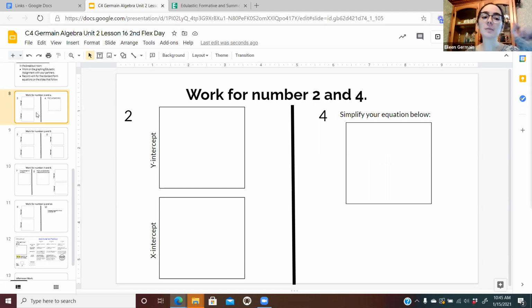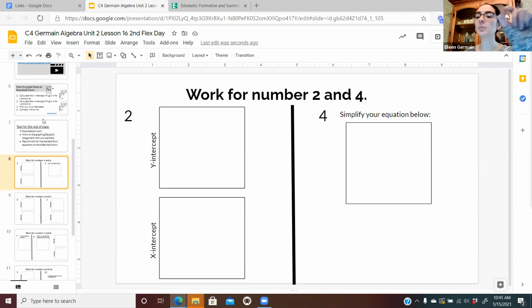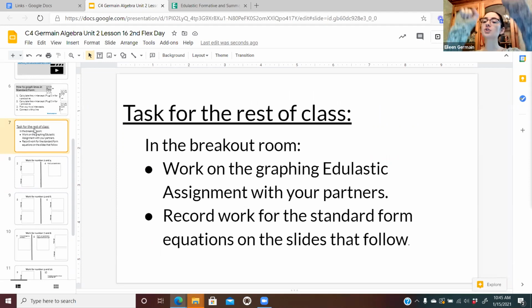Let me tell you what you're not doing: you're not doing this independently today. We're trying something new. Miss Germain is always evolving. We are doing breakout rooms. You're doing partner work. Actually, it's more like group work because it's going to be 3 or 4 people in a group. And I am going to assign you a group, a breakout room.